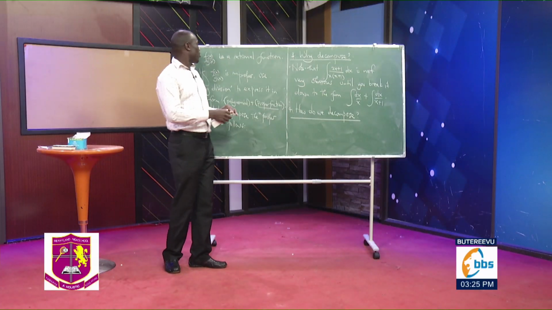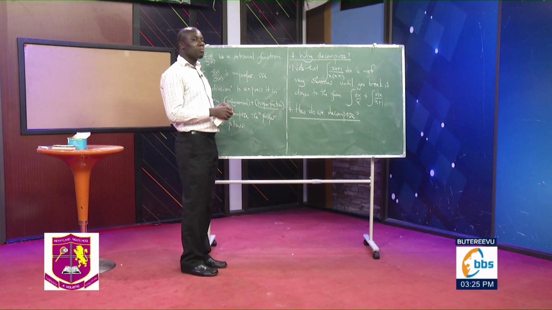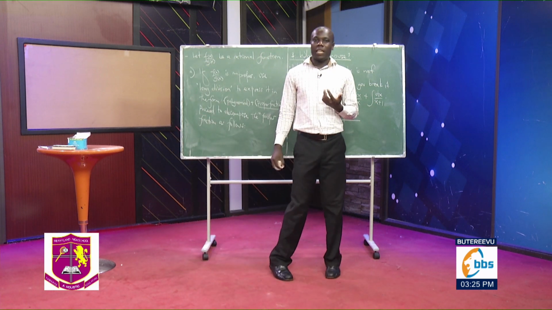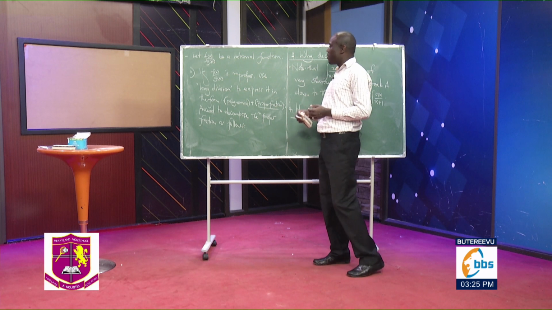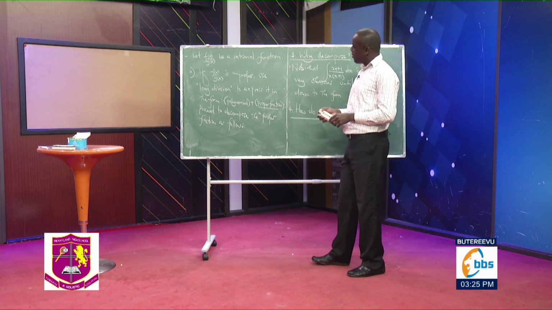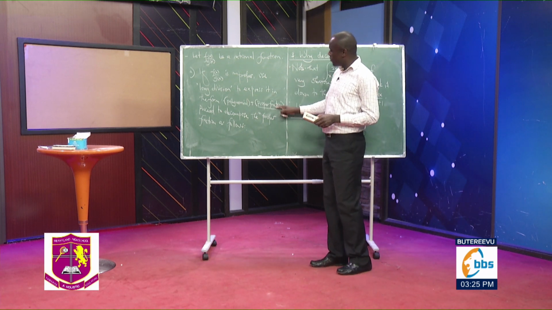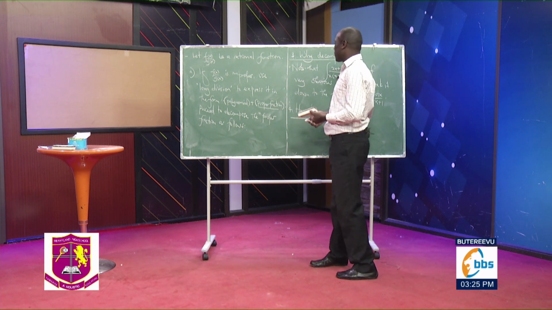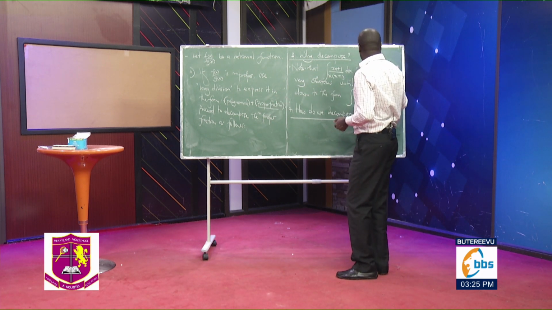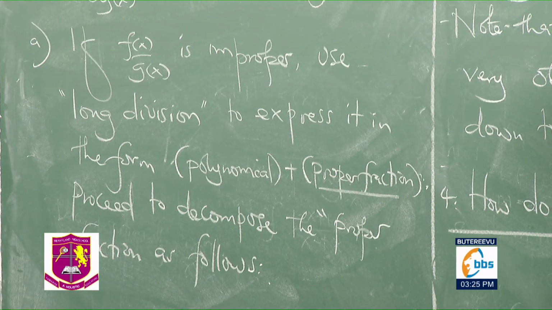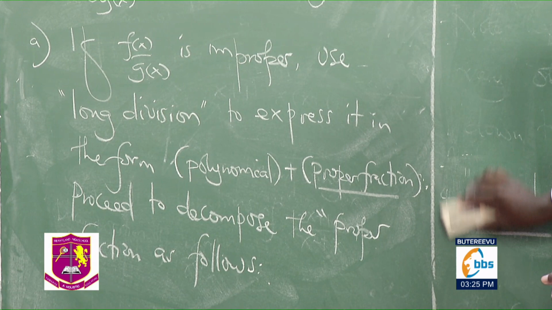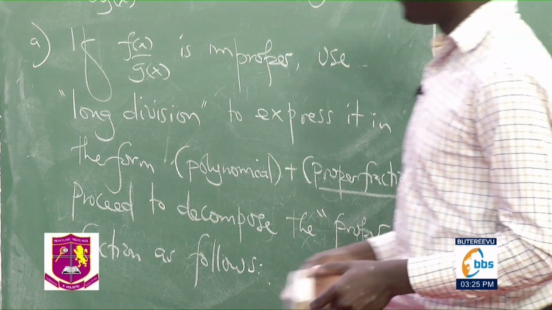So the moment you look at the rational function, first categorize the type of fraction. Is it proper or improper? If it is improper, first break it down into that form so that you focus on the proper fraction. Now, if it is proper, how do we decompose that? And that is what we are going to look at this moment.